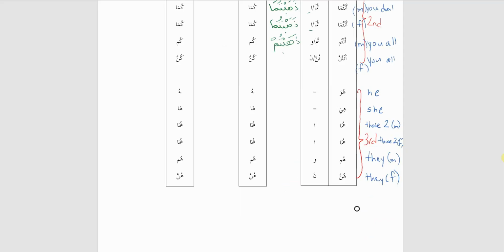And then if you want you all female, we'll do ذهبتن, right? ذهبتن, this tunna here is a damir muttasil connected, meaning you all female went.